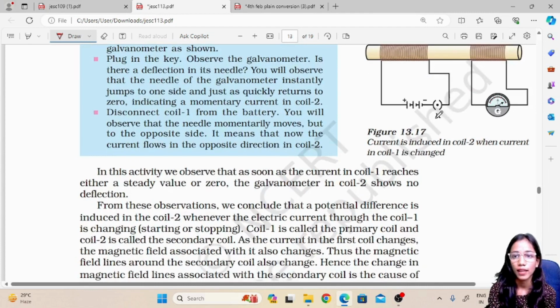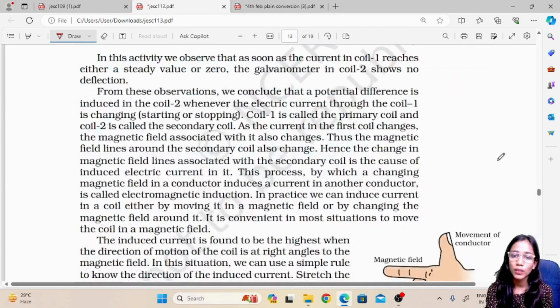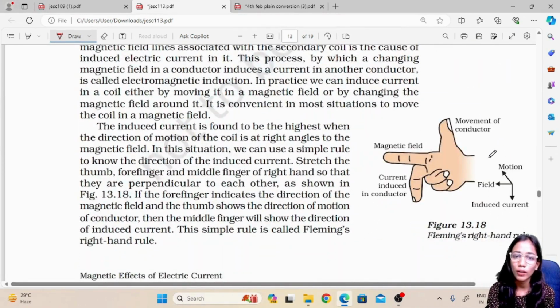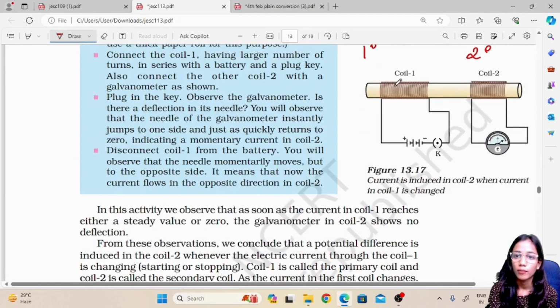Then in the third case, they increased the amount of current through the circuit. It was observed that as the current was increased, there was more deflection in the needle. So from this we got to know that current got induced by coil 1 into coil 2.